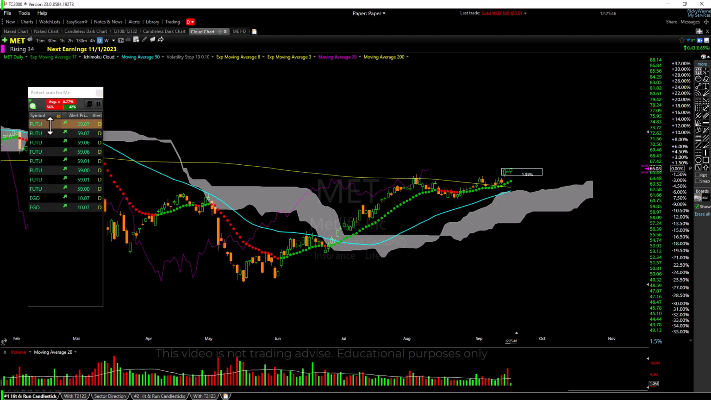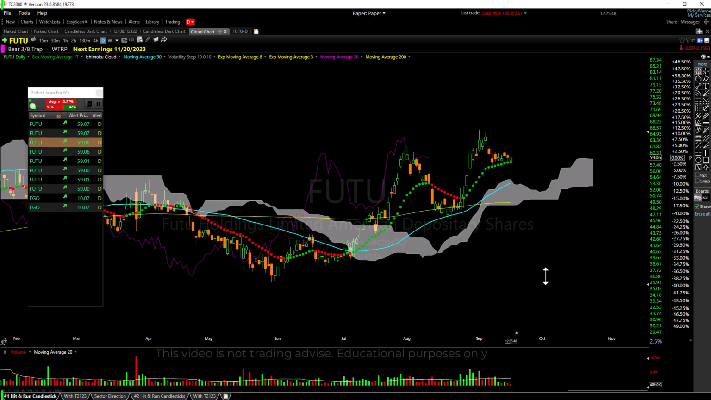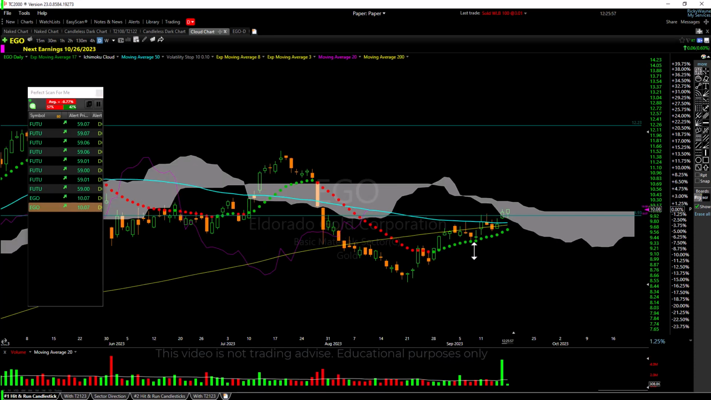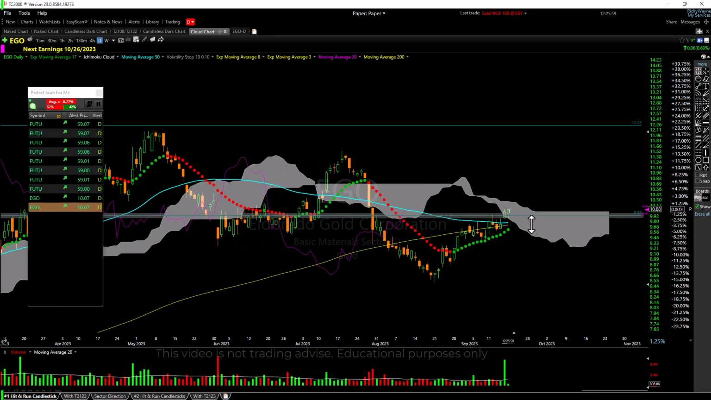So why don't we just use 2 scans, perfect scans. There they are, right there. Perfect scan. Now, again, we were talking about the cloud, right? If you want price to be above the cloud, you set it up that price has to be above the cloud, and this won't show up. You can even set it up so a moving average is above the cloud or below the cloud.